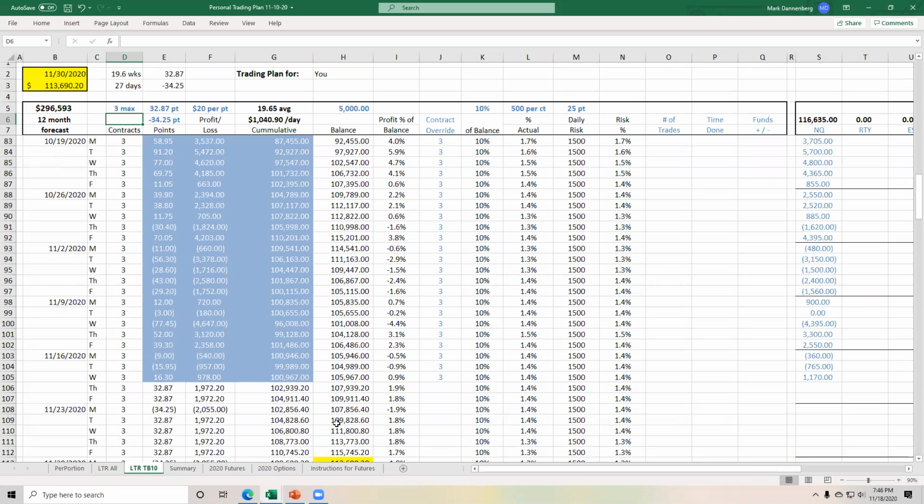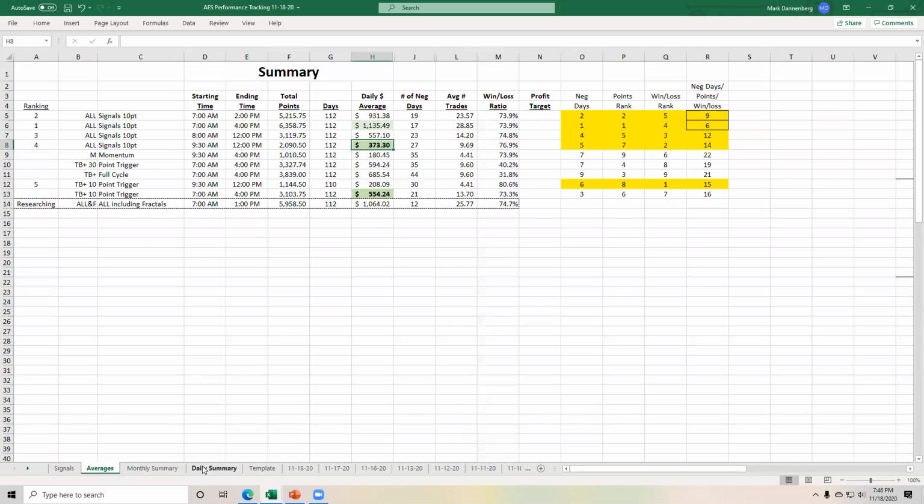Okay, next question. Any stats on taking trades and fractals at market open when the bars are exceptionally long? We don't have anything in there that classifies them as long bars. We could put in the start and end time at 9:30 for all and fractals and see what the performance is. Never looked at that.